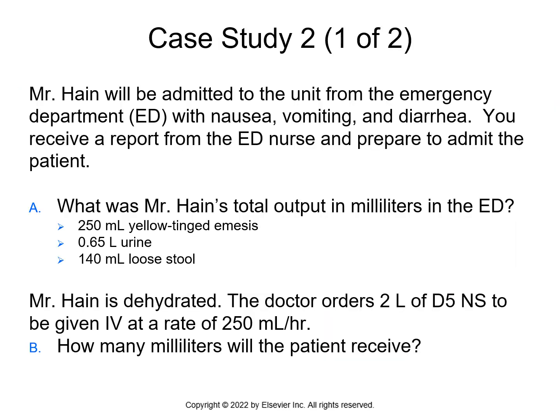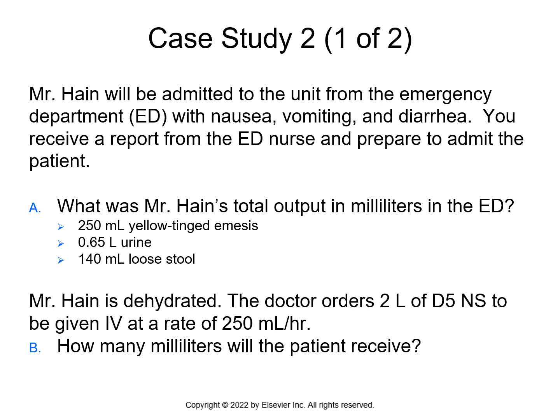So I'm going to walk you through this case study, some more sample problems. Our patient, Mr. Hain, is admitted to our unit from the emergency room with nausea, vomiting, and diarrhea. We got in report from the nurse that he is going to come up to our unit. So we want to know his total output in milliliters. Output is just fluid that comes out of the body in one way or another. So here we have 250 milliliters of emesis, 0.65 liters of urine, and 140 milliliters of loose stool.